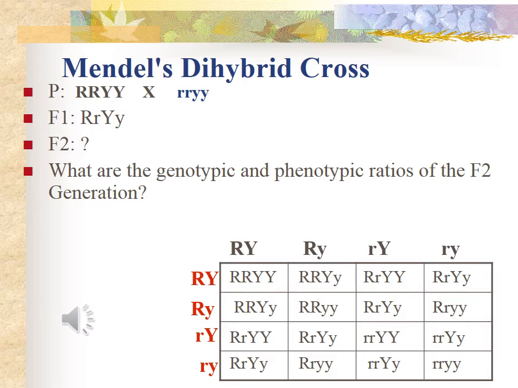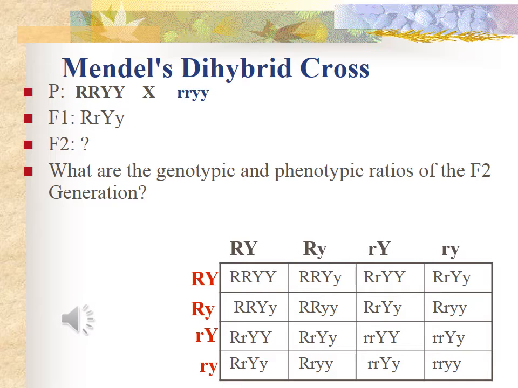What would happen if you crossed two of the plants that were the offspring of the parent generation? So two F1 plants. So that would be big R, little r, big Y, little y. What would the next generation look like? So the F2 generation. In order to do that, you have to follow the steps.